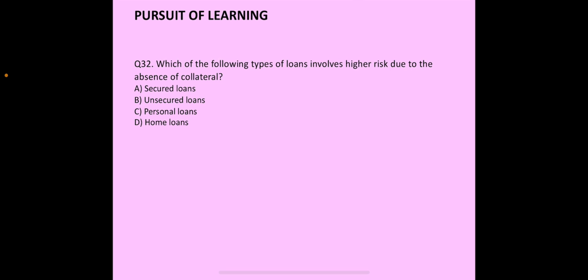Correct option A secured loans, option B unsecured loans, option C personal loans, option D home loans. So the correct answer is unsecured loans because these are not secured by any collateral security. Question number 33.